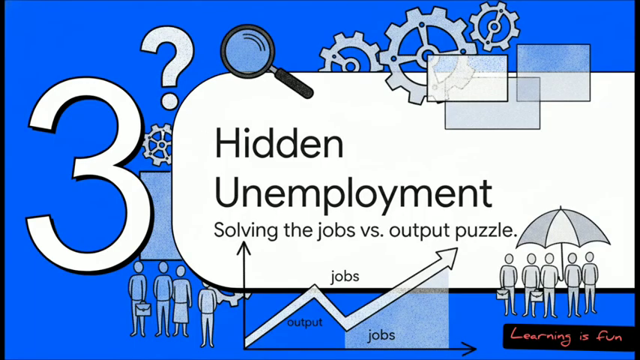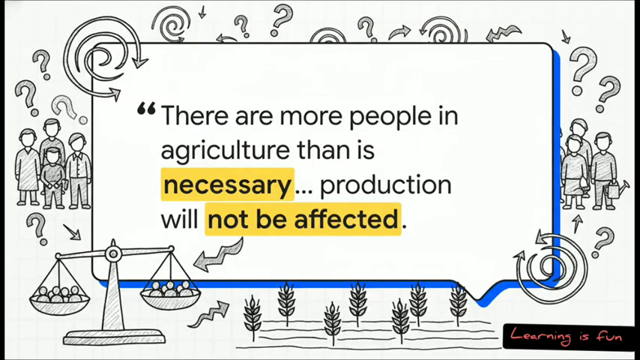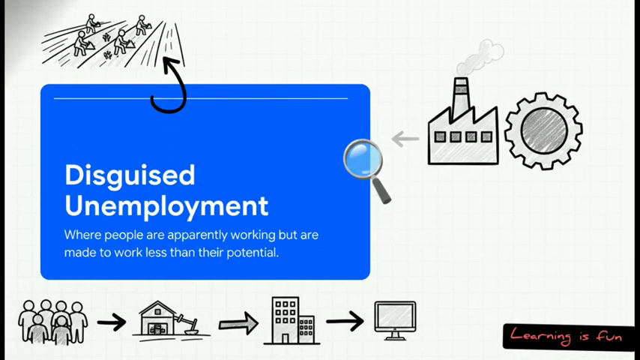To solve this puzzle, we have to look past the headline numbers and really understand a concept that economists call hidden or disguised unemployment. And this quote just nails the problem perfectly. There are more people working in agriculture than are actually needed. Think about that for a second. It means you could literally move some people off the farms, and the total amount of food grown wouldn't even change. This is exactly what disguised unemployment is. It's when people look like they're employed, they're busy, they're working, but their actual contribution is tiny or even zero. They're not being lazy, there just isn't enough productive work for everyone to do.